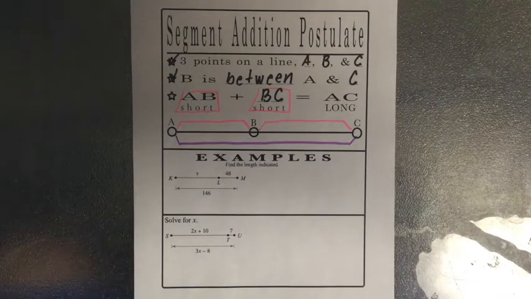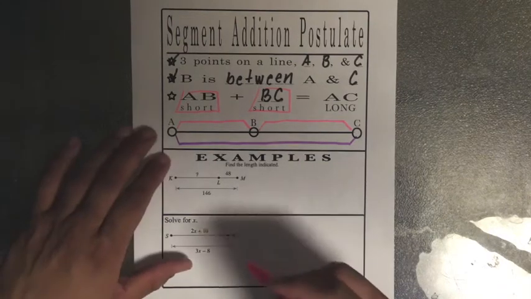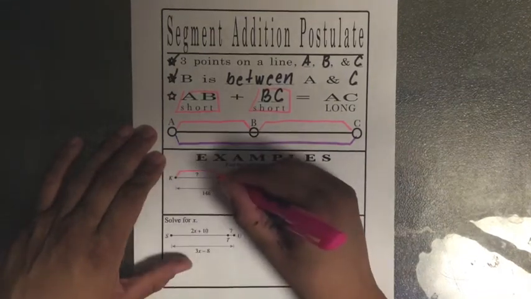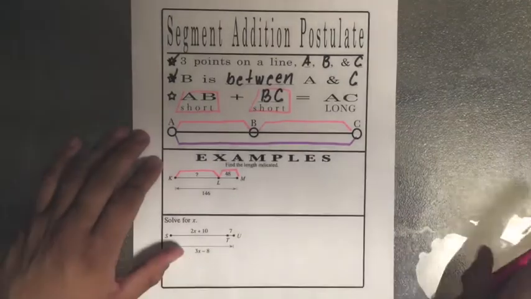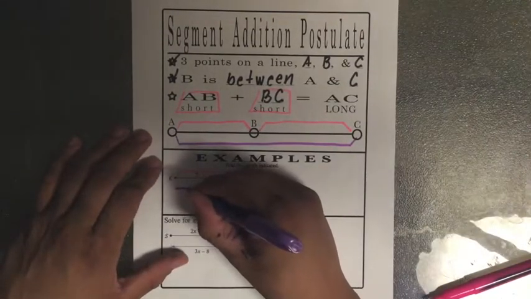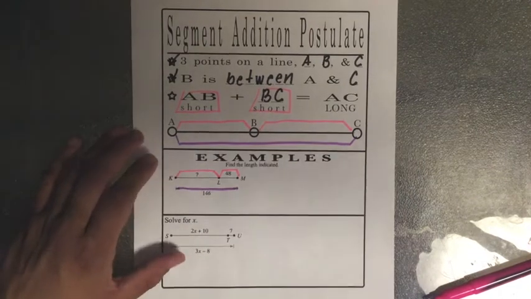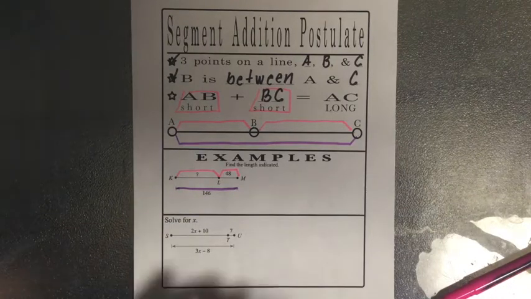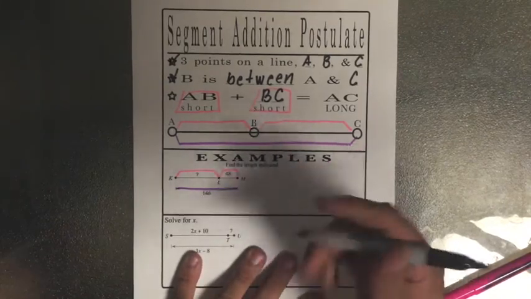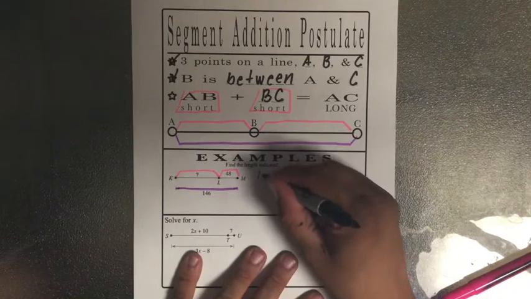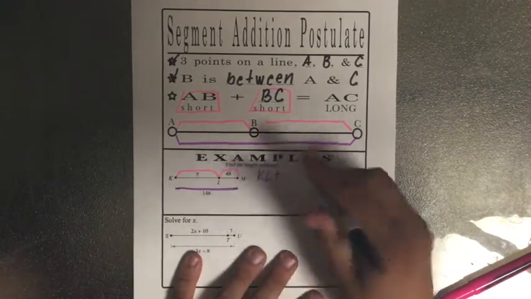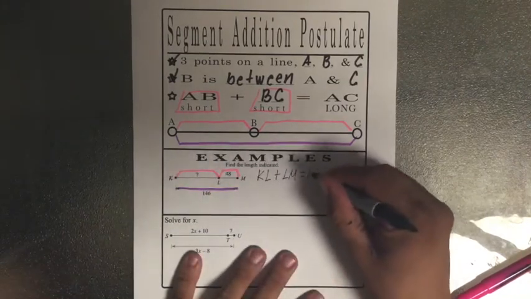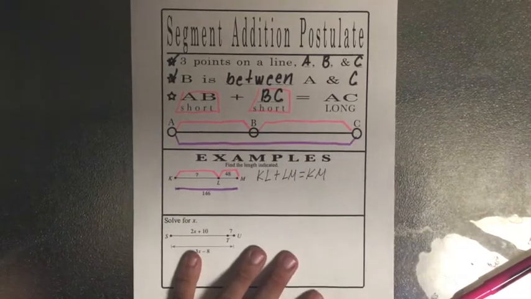The examples say find the length indicated. In this case, from K to L is one short segment. From L to M is another short segment. And from K all the way to M is the long segment. So pink plus pink equals purple, right? The first short segment is KL plus the second short segment LM, and the long segment is from K to M. So all we have to do here is substitute.